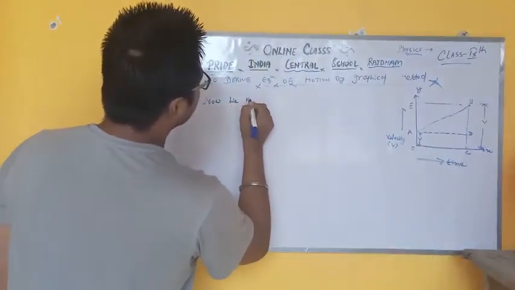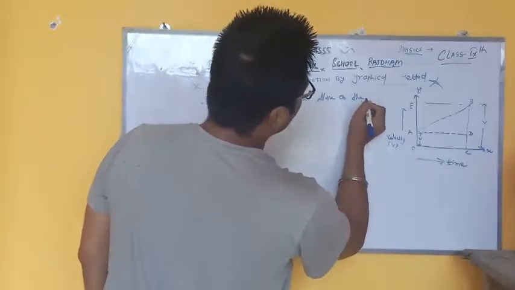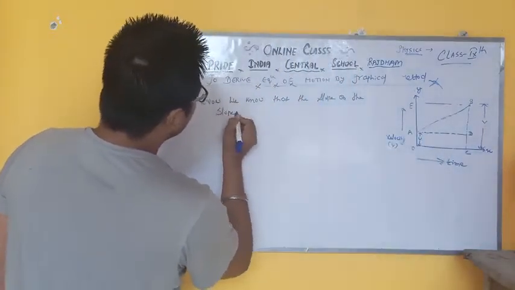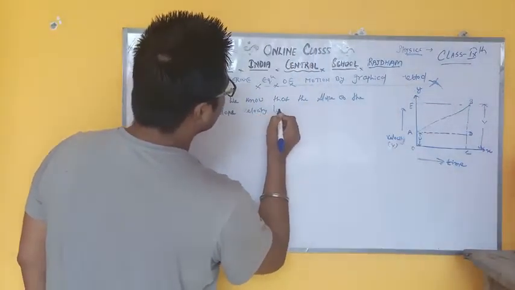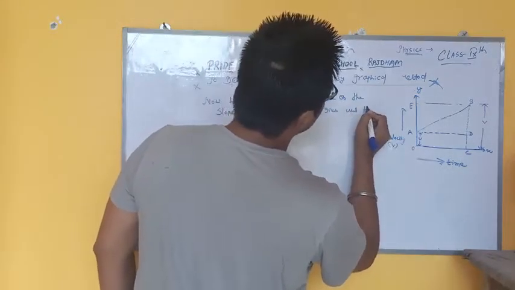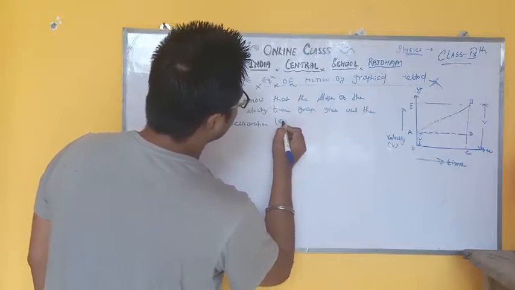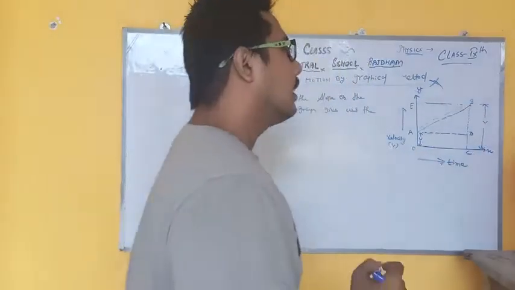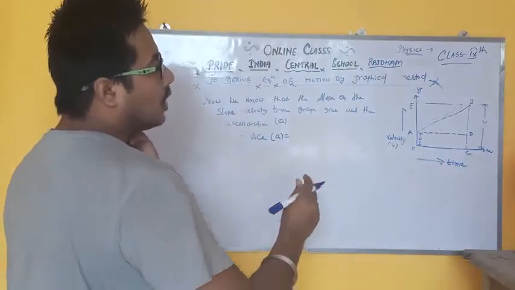Now we know that the slope of the velocity time graph gives us the acceleration A. Therefore, we can write acceleration A is equal to what?